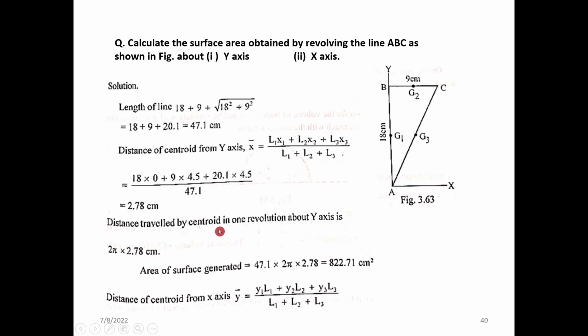And the distance traveled by the centroid in one revolution: we are considering the centroid as 2.78 from this axis. So 2 pi into 2.78 is the total rotation made by the centroid, and the area of the surface generated is the total rotation made by the centroid, 2 pi into 2.78, into the perimeter of this line shape, right? So it is 822.71 centimeters square.